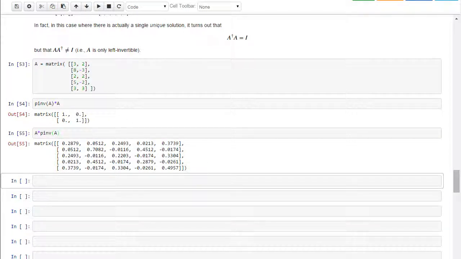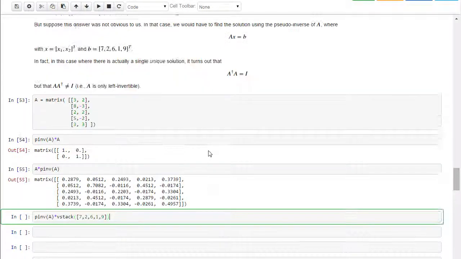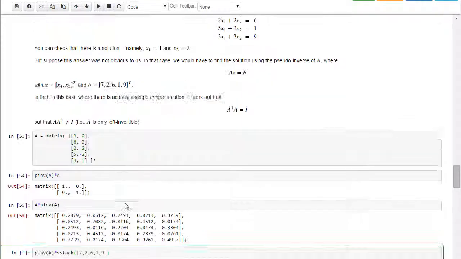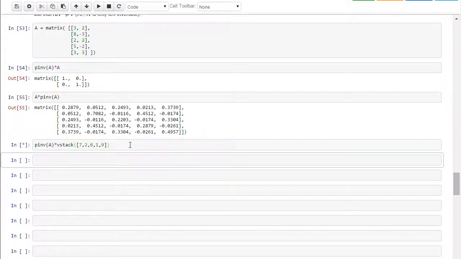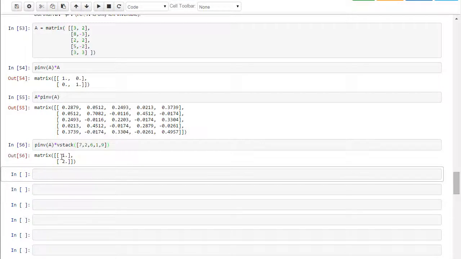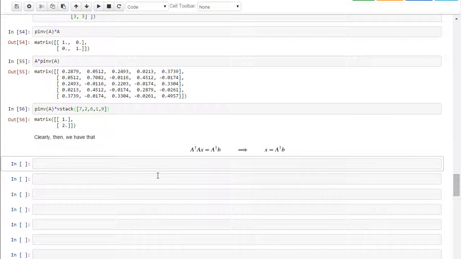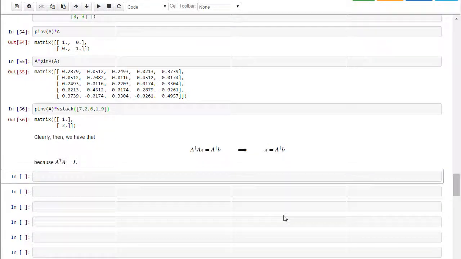But that means that if I was to actually apply the P inverse to the B, which is the 7, 2, 6, 1, 9, then lo and behold I get x1 equals 1 and x2 is equal to 2. So what we have here is that A dagger A X equals A dagger B. That's what we just calculated up there. And that means that X is equal to A dagger B. And the reason for that is that A dagger A is the identity.